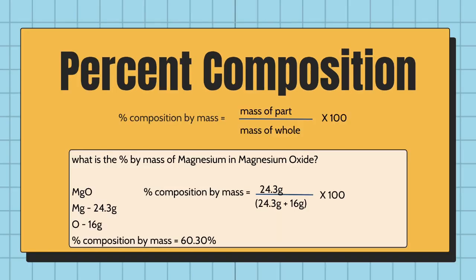Percent composition. Percent composition by mass equals mass of part divided by mass of whole times 100. Here's a sample question. What is the percent by mass of magnesium in magnesium oxide? Magnesium oxide is MgO. Magnesium has a mass of 24.3 grams, and oxygen has a mass of 16 grams. So to set up the problem, it'll be 24.3 divided by 24.3 plus 16, times 100. Once you do the math, the percent composition by mass equals 60.3%.